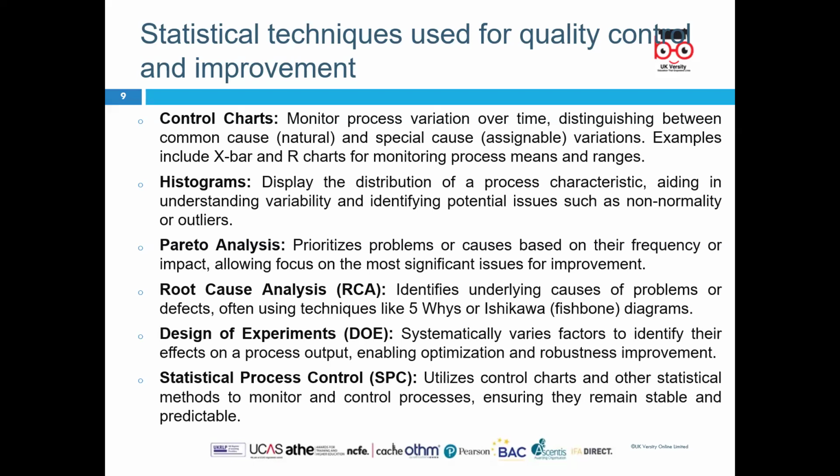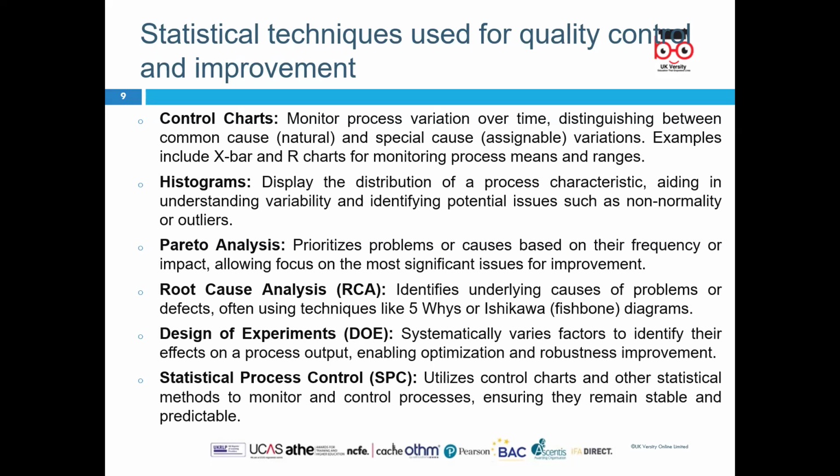So there is also a general Pareto rule which says 80-20, like 80% of the problems are caused by 20% of the defects. Then we have root cause analysis. It identifies underlying causes of problems or defects, often using techniques like 5 whys or Ishikawa fishbone diagrams. Then we have design of experiments.